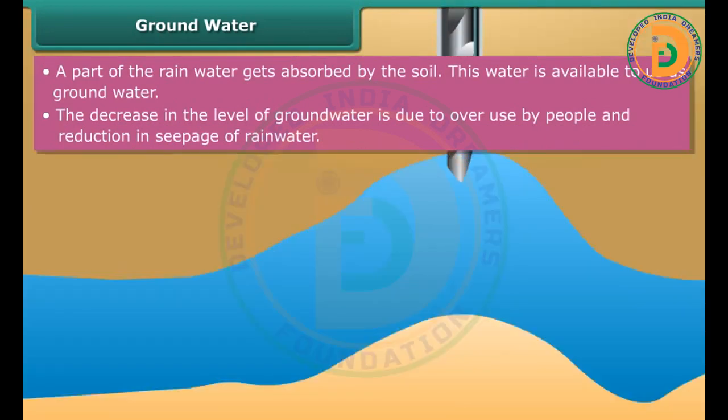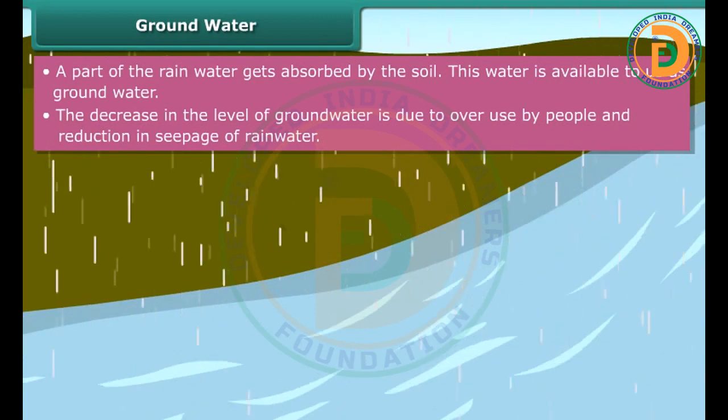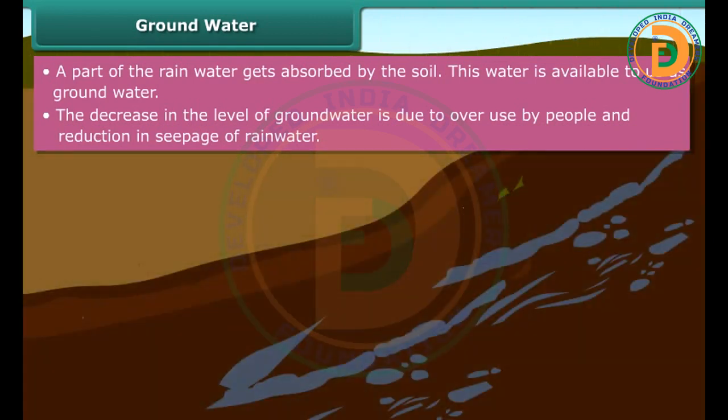However, overuse of groundwater has led to its depletion. As a result, we need to dig deeper and deeper to locate groundwater. In areas with little or no vegetation, the topsoil is loose and gets washed away by rainwater. Such areas get covered with concrete. As a result, there is reduced seepage of rainwater into the ground. This also contributes to reduction in groundwater.